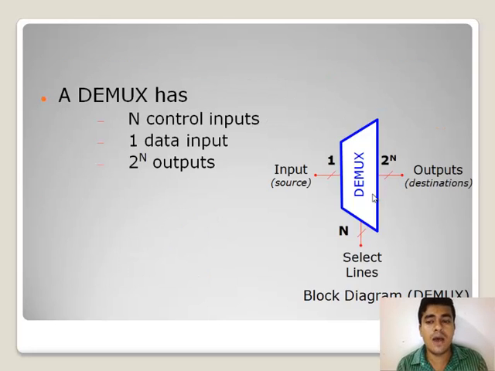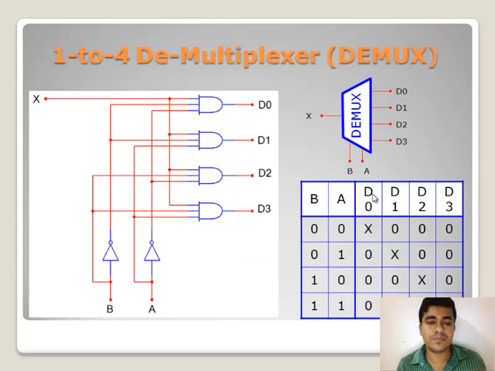Here we will see how the inputs are related to outputs, how select lines are calculated from outputs, or how outputs are calculated if select lines are given. That is, n is the control input or select lines, 1 is the data input, and 2 to the power n is the output. If I have two select lines, then my output will be 2 squared, that is 4. If I have 3 select lines, then I have 2 raised to 3, that is 8 output lines.